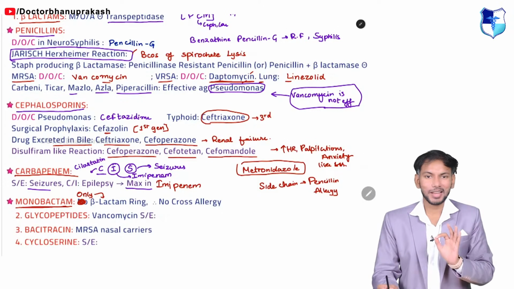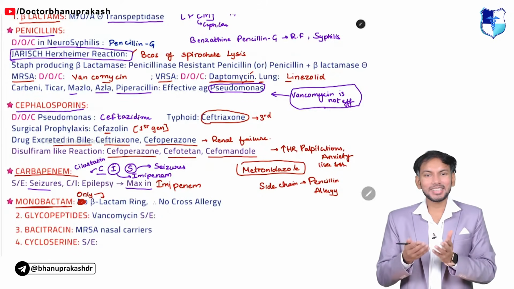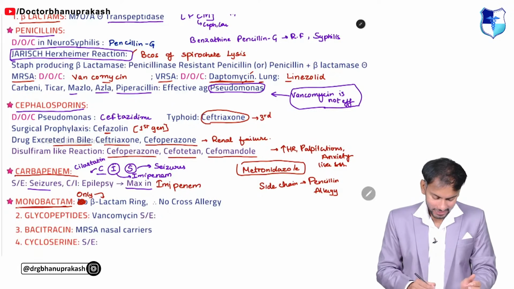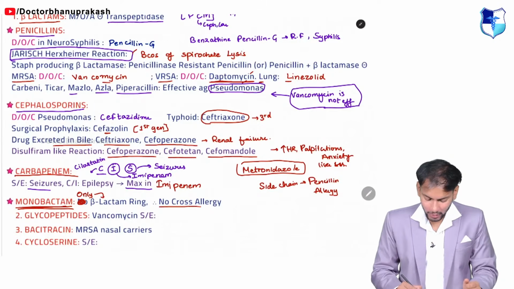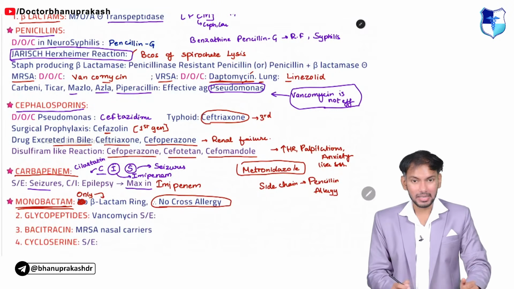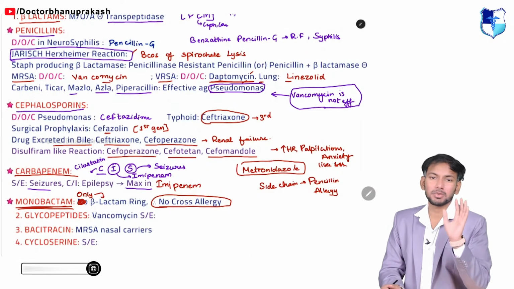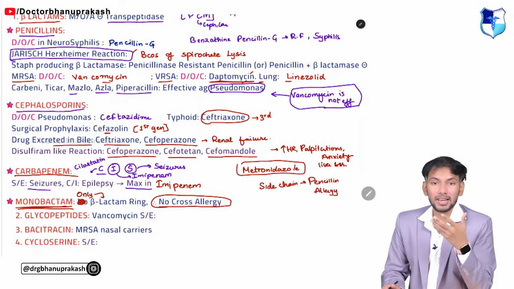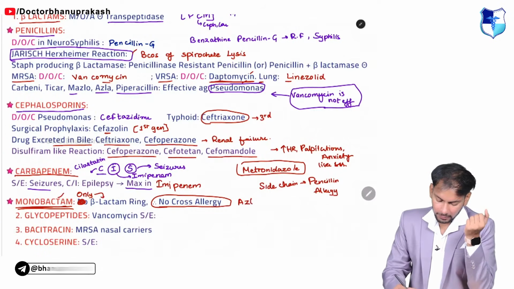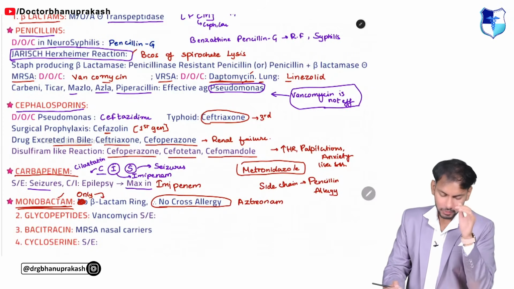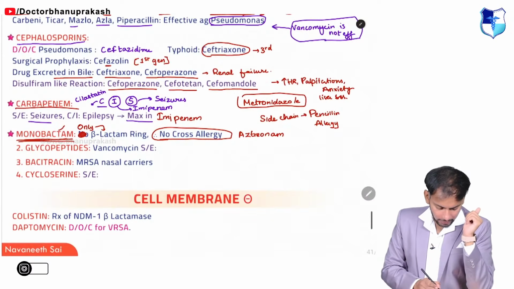he will also be allergic to carbapenems. Why? Because there is a side chain in all three of them, but there is no side chain in monobactam, so it will not cause allergy. That is why it is known as having no cross allergy with penicillins. So they will ask you in the question which beta-lactam has no cross allergy. That is monobactam. The drug name is aztreonam. That's all. Done. Now we are done with beta-lactams.